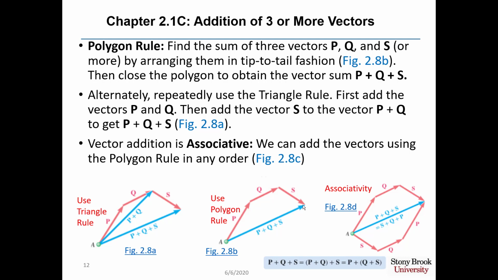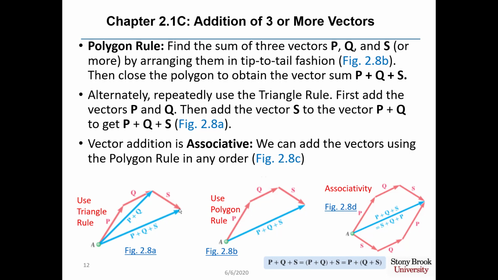Alternately, we can repeatedly use the triangle rule. First, we add the vectors P plus Q, creating a triangle. Then, where the tip of P plus Q is, which of course is the same place as the tip of Q, we bring in vector S, show it going down to the right, and then the vector P plus Q plus S is drawn from point A to the tip of S.